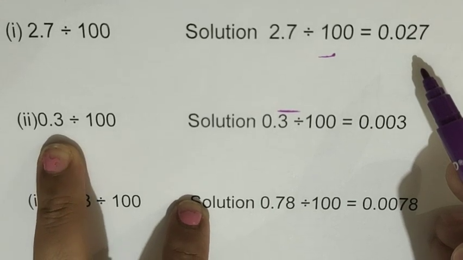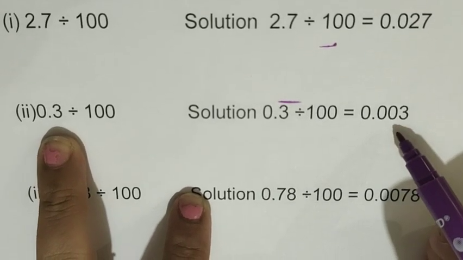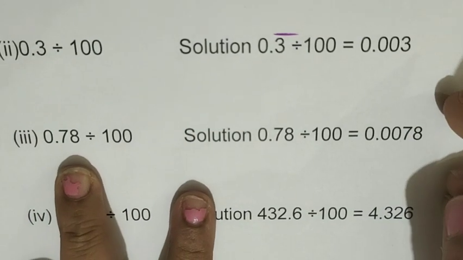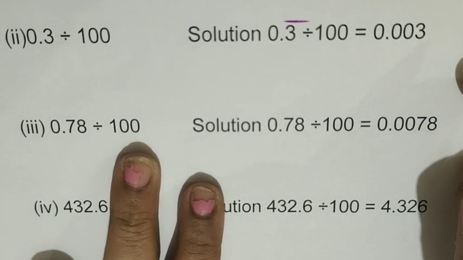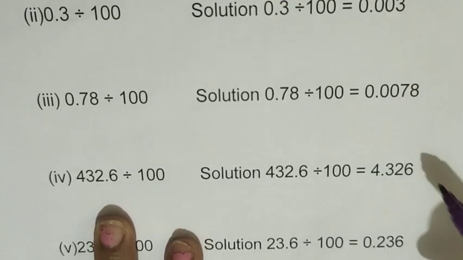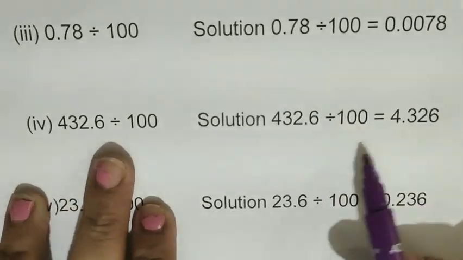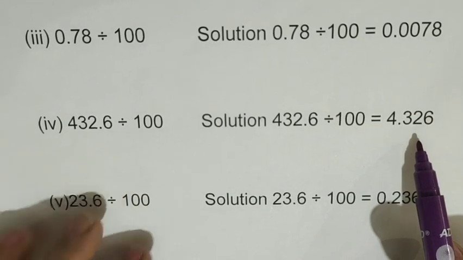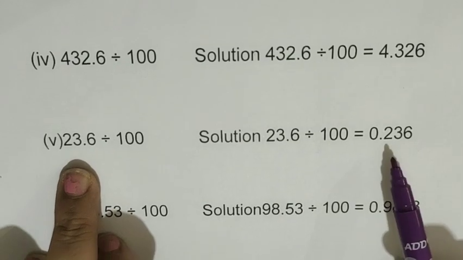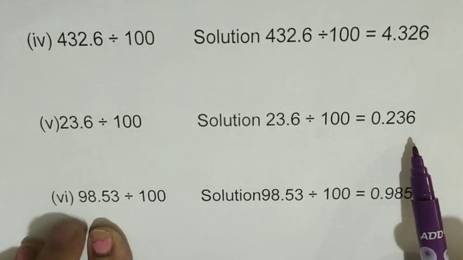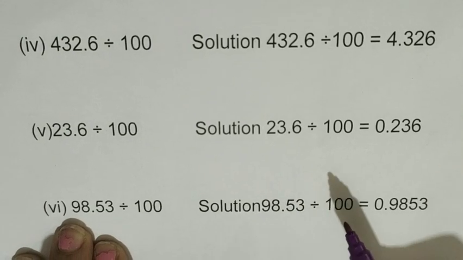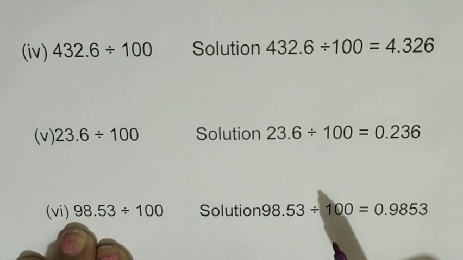0.3 divided by 100: 0.3 is there, so 2 more zeros to be added, 0.003. 0.78 by 100, how many zeros? 2 zeros, so 2 more decimal places will come here, 0.0078. Next, 432.6 divided by 100, so what is the answer? 4.326. 23.6, what is the answer? 0.236.